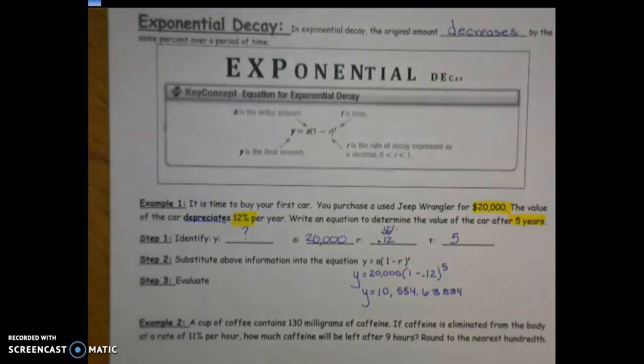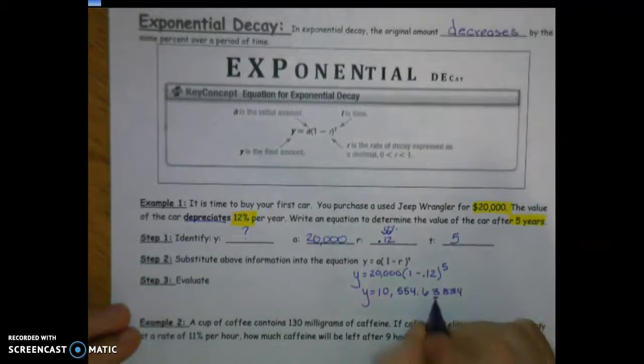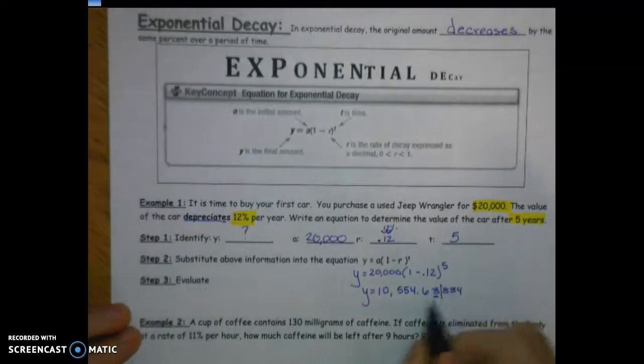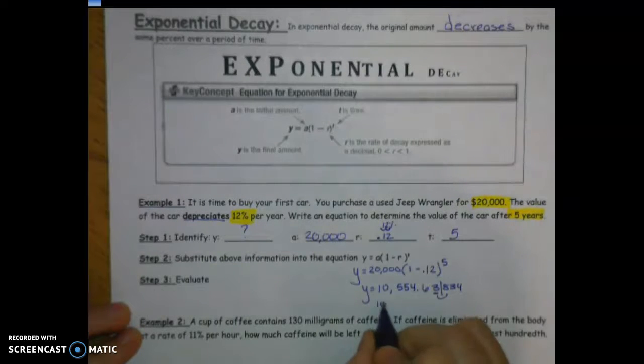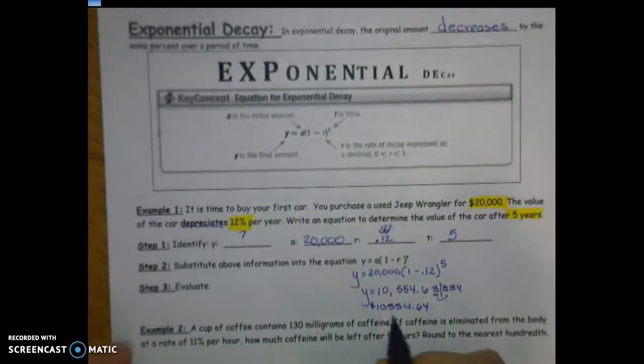So anytime you have money, unless they say otherwise, you want to round to the nearest hundredth. So that's the number in this position right here, 2 places after your decimal. Look to the right: 5 or more, raise the score; 4 or less, give it a rest. So if this is greater than 5, that means we'll round that 3 up to a 4. So $10,554.64 will be the value of the car.